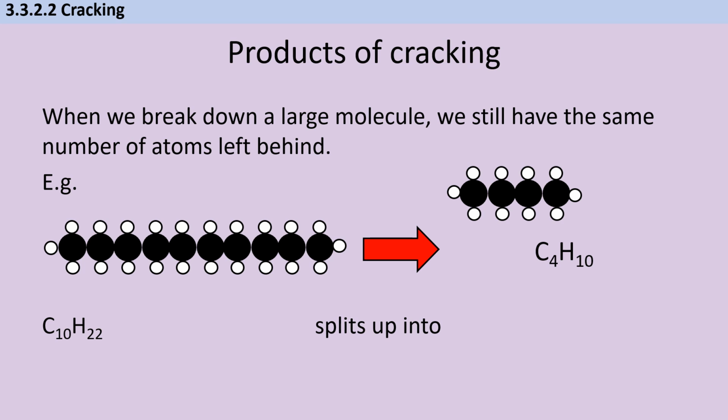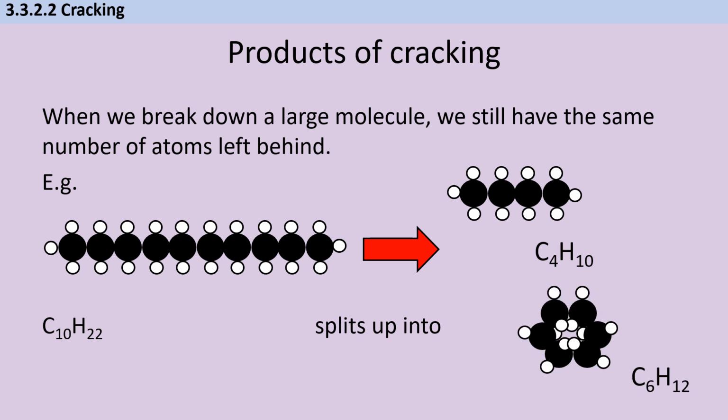So here we've got that same decane molecule, and this time I'm going to break it apart and I'm going to make a butane. So I've got 4 carbons and 10 hydrogens in here. Now this means that I've got 6 carbons left over and 12 hydrogens left over. So I could make some hexene. But the other thing I can do is make this cyclical molecule, and this is called cyclohexane.